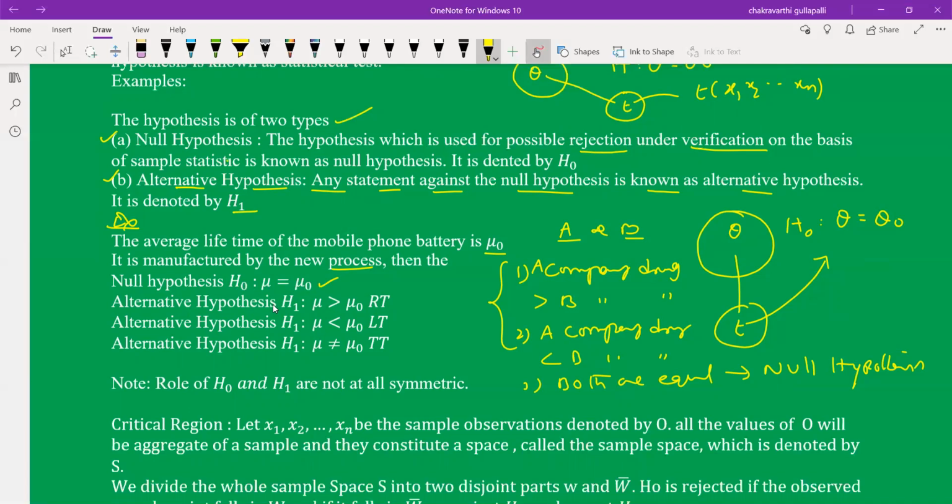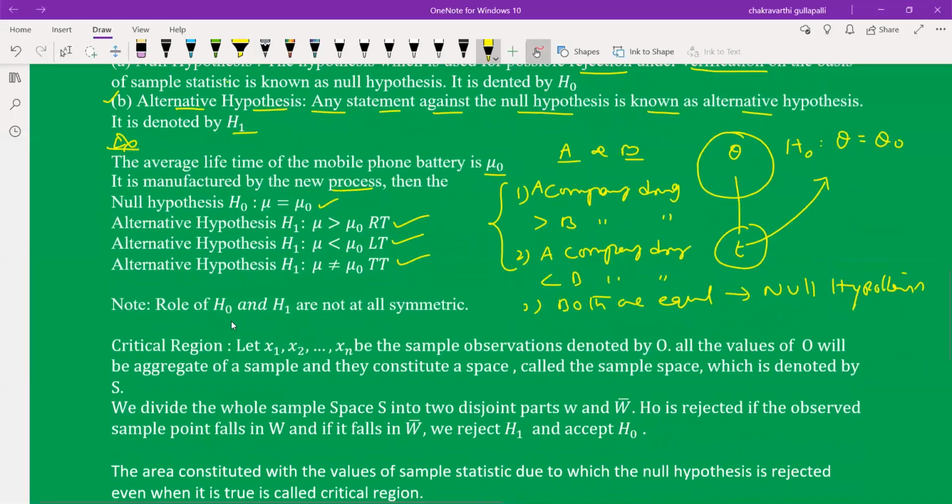The alternative hypothesis may be of three types: mu greater than mu naught, mu less than mu naught, or mu not equal to mu naught. The first alternative hypothesis is called a right tail test, the second is a left tail test, and the last one is a two tail test. Your thumb rule: if the alternative hypothesis is in the form of an inequality, it is called a one tail test. These two are one tail tests. The not-equal-to form is called a two tail test. This is a simple technique.